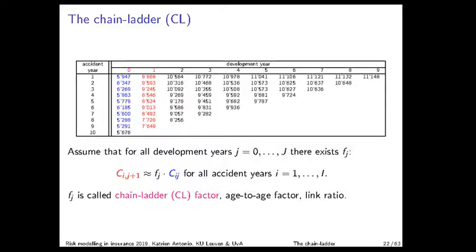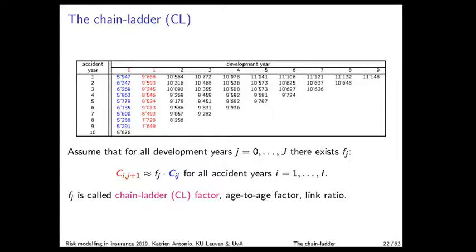Chain ladder assumes that age-to-age, or development factors fj, exist such that the cumulative amount in row i, development period j plus 1 equals fj times cij. Thus, this development factor fj tells you how the cumulative amount in development year j grows to the cumulative amount in development period j plus 1. The display on top of the sheet highlights the cumulative amount in period 1 in red and the cumulative amount in period 0 in blue, by means of an example.